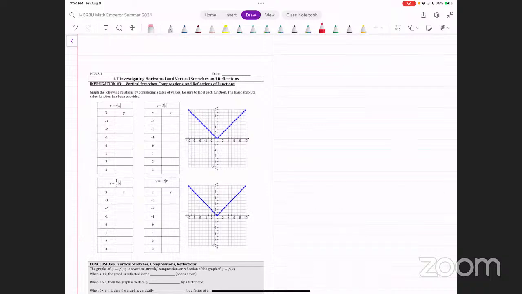So let me fill out this table. Absolute value. How does it work? So absolute value of negative x. So we're going to talk about horizontal and vertical translation. So absolute value of -3 is +3, isn't it? So it's -3 because the minus is outside. You see that? Right?